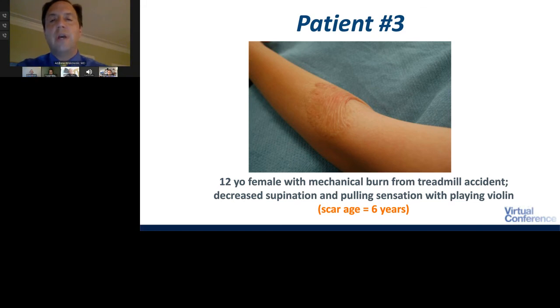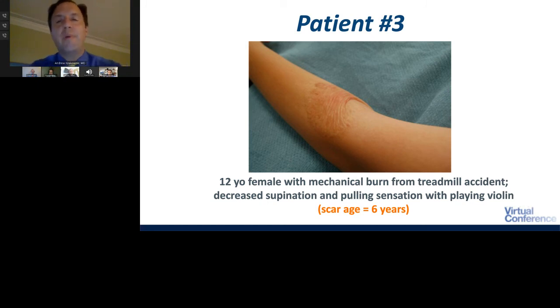She had got her arm caught in a treadmill and had developed this very thick scar, 4 millimeters thick. Now, as she had blossomed into a young woman, she had picked up the violin and was actually quite good at it. But when she's supinated, which I believe from anatomy is you're holding the soup, right? That's supination. So she's supinating the violin, and she's feeling a pulling and a sort of prickly sensation running through that area of her arm. And it was really affecting her ability to play.